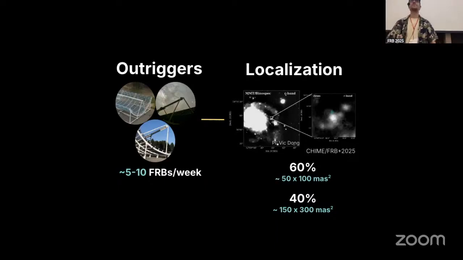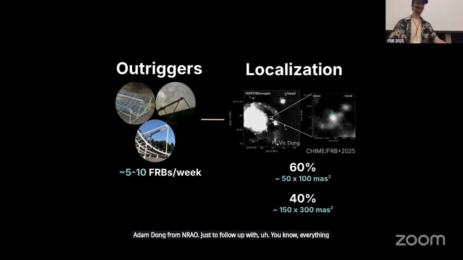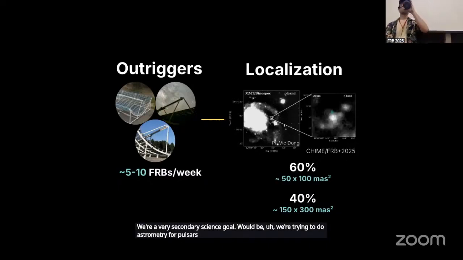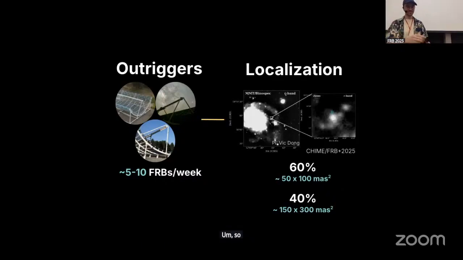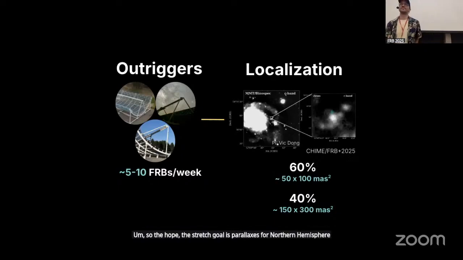Yeah, Adam Dong from NRAO. Just to follow up with everything, a very secondary science goal would be that we're trying to do astrometry for pulsars. There's a little group of us now that's very interested in this. So the stretch goal is parallaxes for northern hemisphere pulsars. And if we can do what we think we can do, we can get a lot of them, with daily coverage as well.